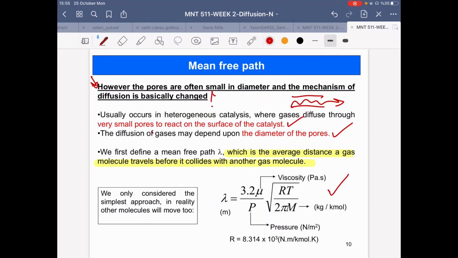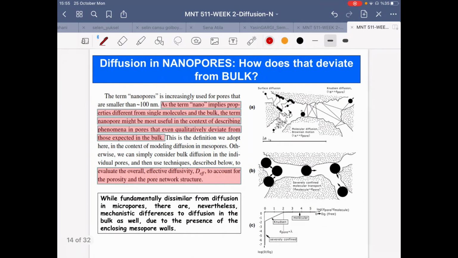In reality, other molecules will move too, of course. We always consider the simplest approach. And this paper I had already put into Autoclass. I believe this is a very good review paper explaining everything that's possible to be explained in diffusion in nanopores. And as I already told you in the very first slide of this presentation, we always think about how things deviate from bulk. So we first define things for bulk systems, like I just did, the derivation or the understanding. And then we say, as nanotechnology people, how much it deviates from the simplest approach.